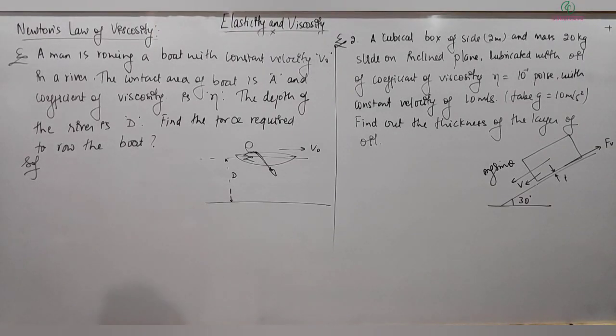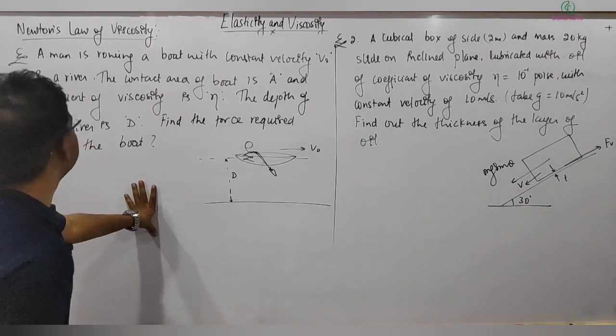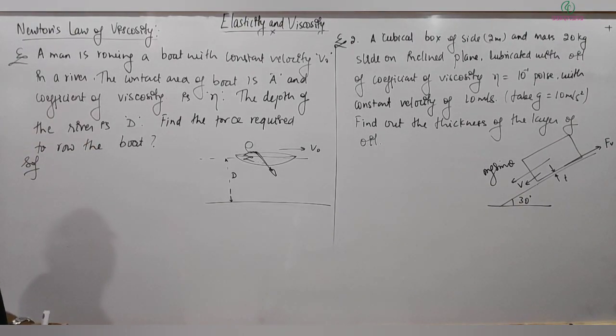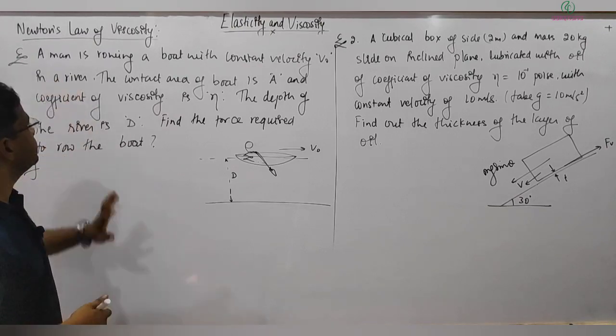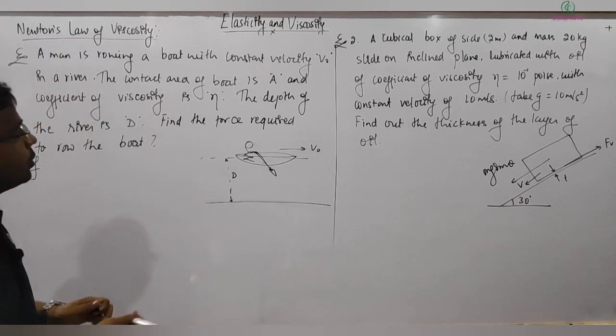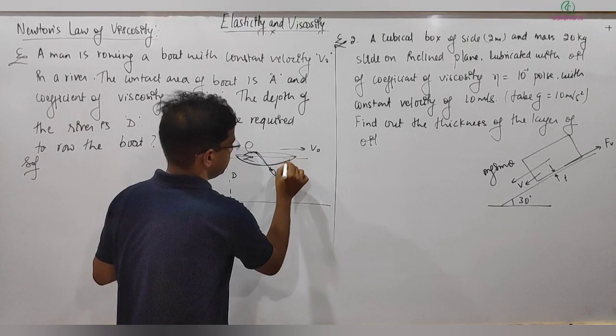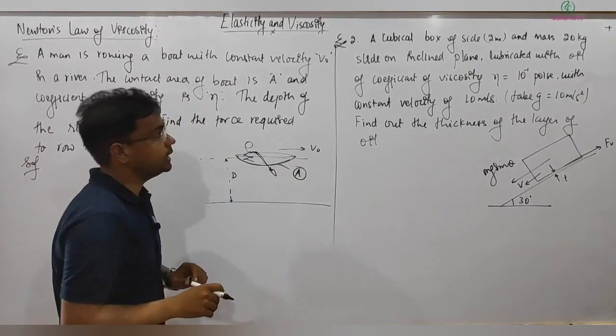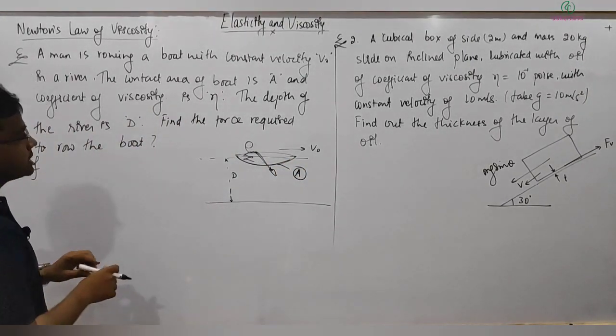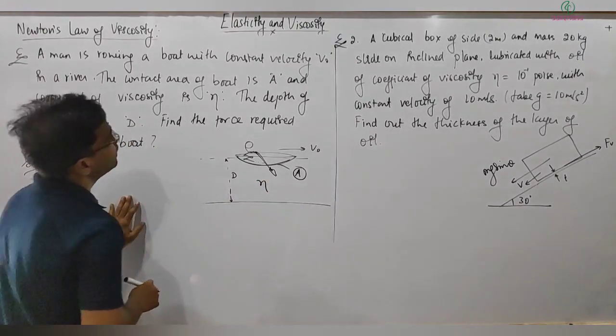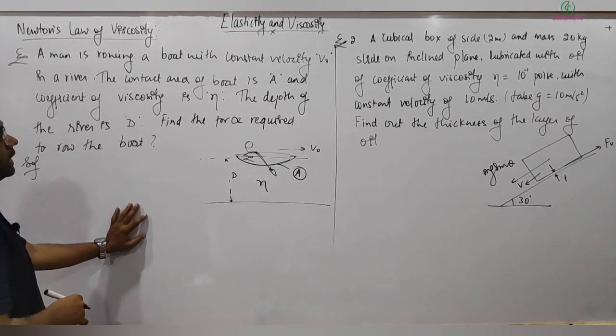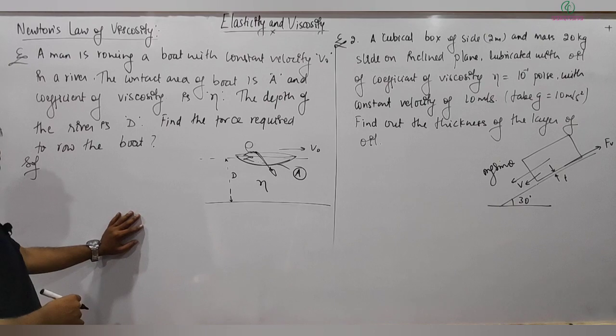Okay, let's see some basic application here. A man is rowing a boat with constant velocity v0 in a river. The area of contact of the boat which is in contact with the water is A, and the coefficient of viscosity is also given as eta. The depth of the river is d, and find the force required to row the boat.